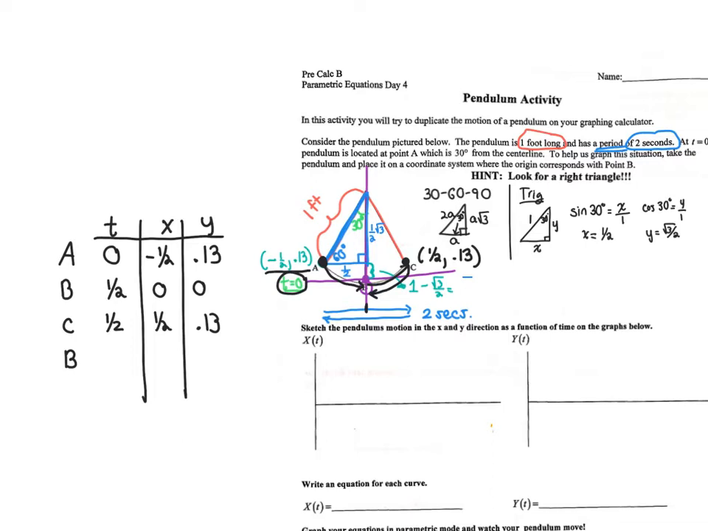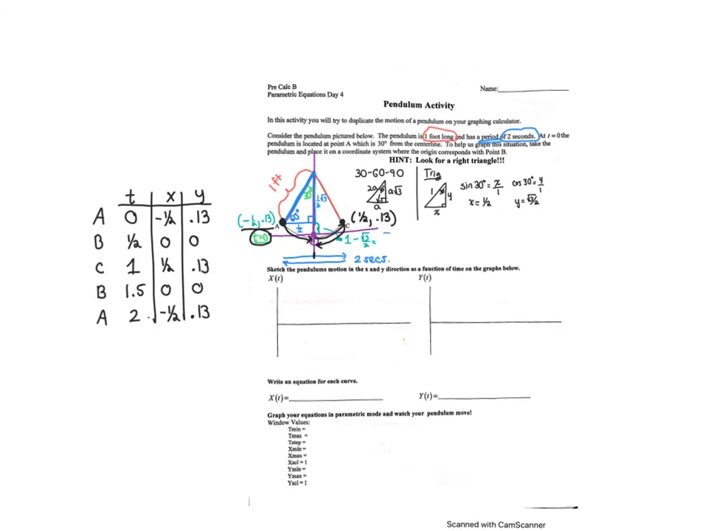So now I'm going to return to point D. It's been another half a second, which means it's been a total of, you know what I just realized? We don't want to write 1/2 again. We want to write the full time. It took 1 second to get all the way to point C. Then it took another half a second to come back to point B again. So now I'm at 1.5 seconds, and I'm back at 0, 0. And then it's going to take me another half a second to return to my starting point. So now it's been a total of 2 seconds. And at my starting point, I'm back at -1/2 and 0.13. So we're using our graph, our picture, to make this table.